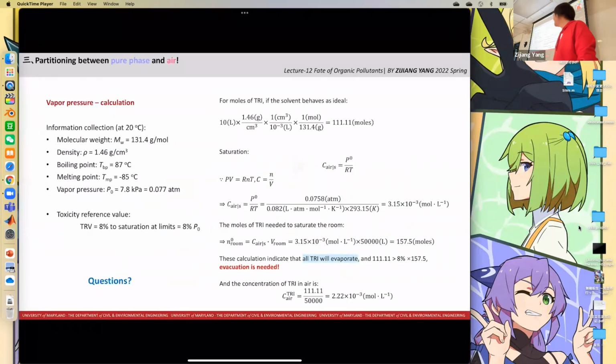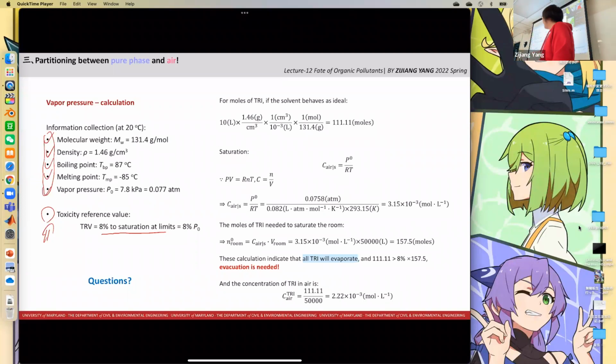So here, let's just say we find some information on the left side. To be simple, I just choose the easiest one. The toxicity reference value, let's just say, equals 8% of its saturation limit. And here we have the molecular weight. We also need the density, because we only know the volume and we want to know the mass. And we have the boiling point, melting point, and the vapor pressure.